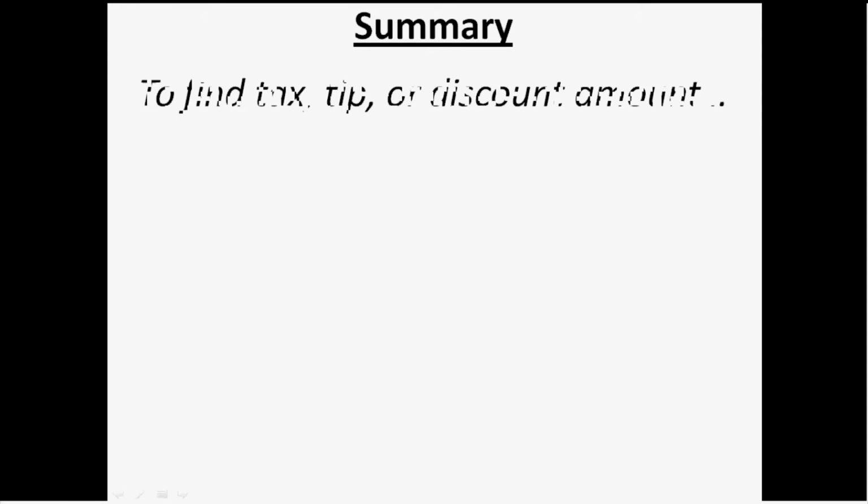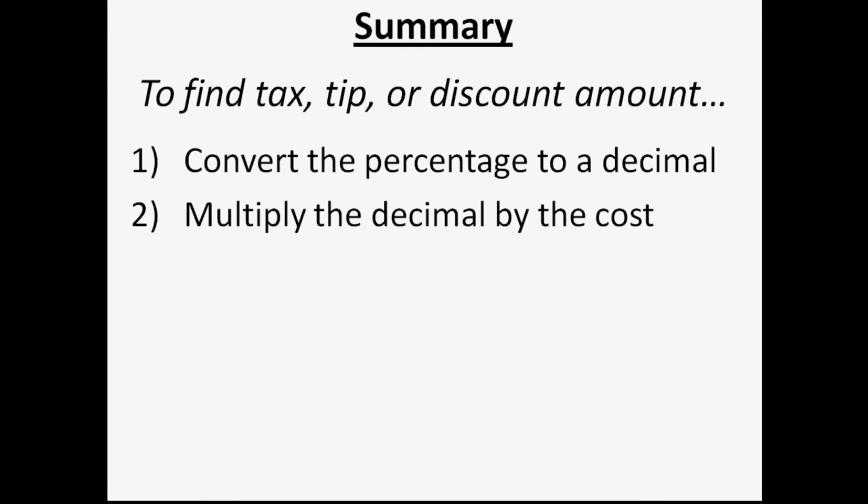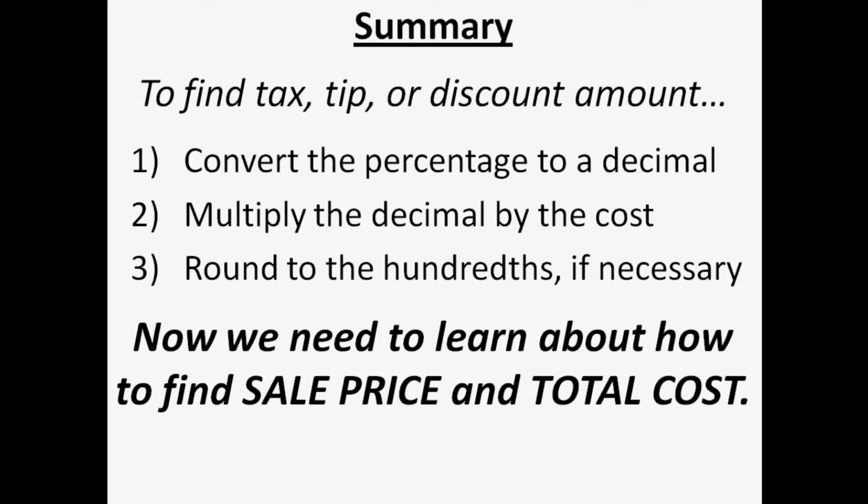So now we're going to talk about what we just learned. We're going to summarize. To find your tax, tip, or discount amount, first you're going to make your percentage into a decimal. You're going to do that by sliding your decimal 2 places to the left. Then you're going to multiply that decimal by the cost. You're going to round to the hundredths if necessary, because money doesn't go past the hundredths.